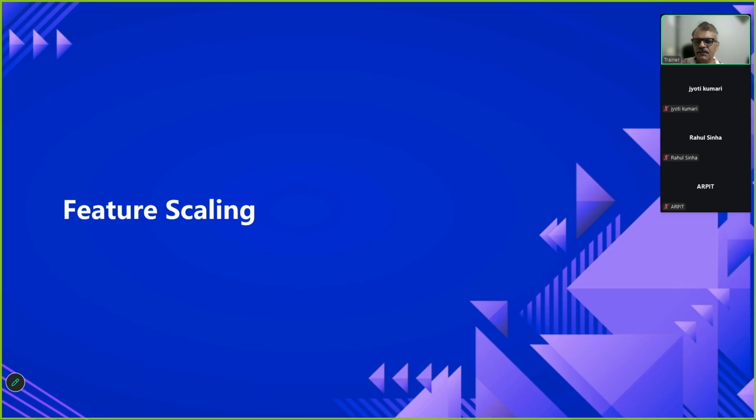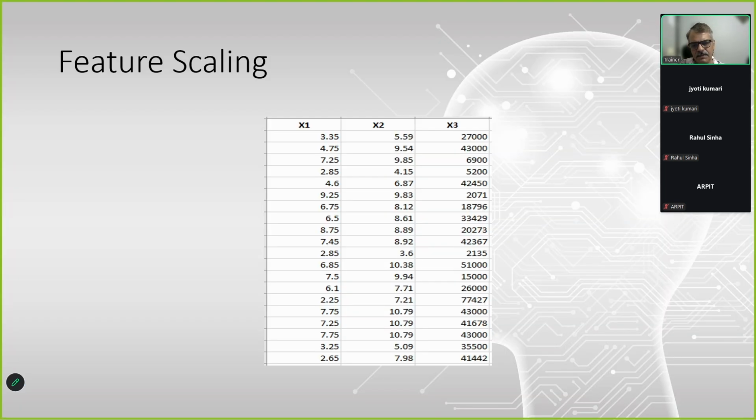Next is feature scaling. Now we will talk about feature scaling. Before we dive into the technical aspects of feature scaling, I would like to present you with an image that hopefully will help you remember what feature scaling is applied to. So even without knowing anything about feature scaling, remember that feature scaling is always applied to columns.